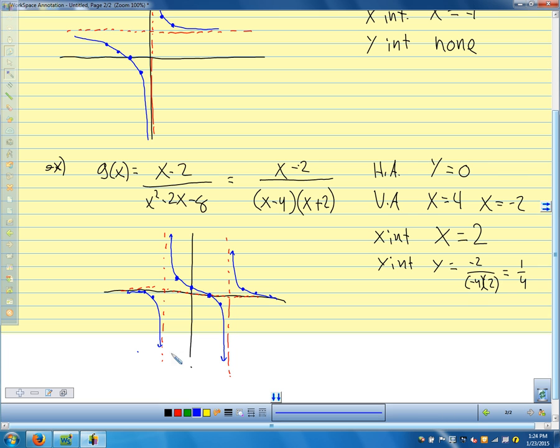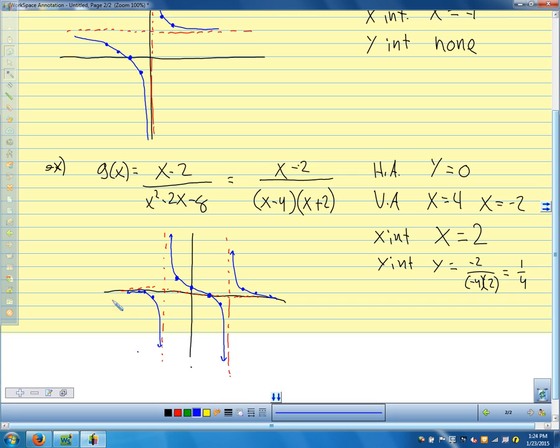Yes? Nope, these are the only ones. So the only time you get a vertical asymptote is when the denominator is 0. Those are the only possibilities. And we know that our function doesn't cross the horizontal asymptote here because there are no other x-intercepts. So it doesn't go below the x-axis because there are no other x-intercepts. It can't cross the x-axis anywhere else.